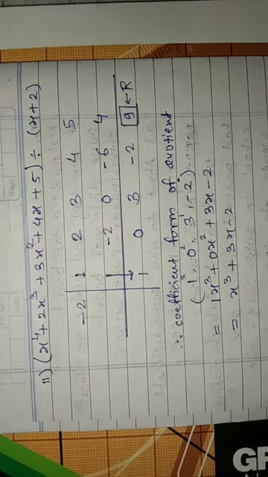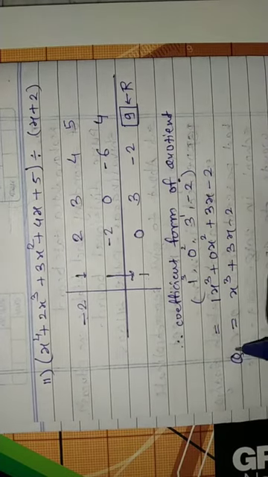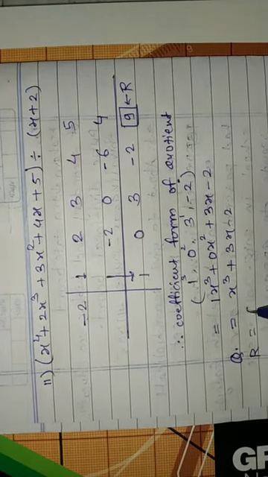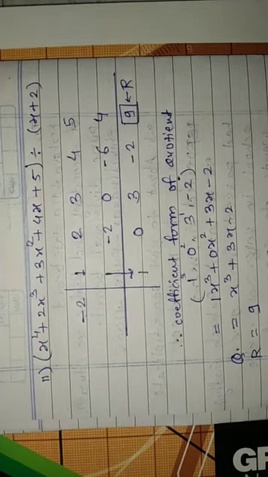This is your question number 2. You have to write: this is the quotient and this one is the remainder, so the remainder is equal to 9. After that, look carefully at the next question, question number 3.